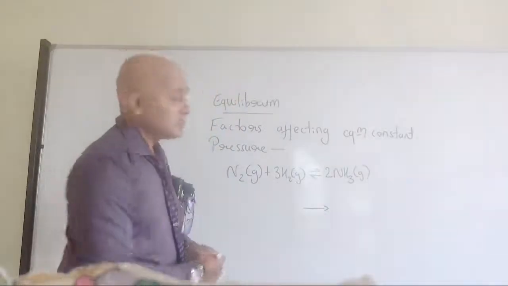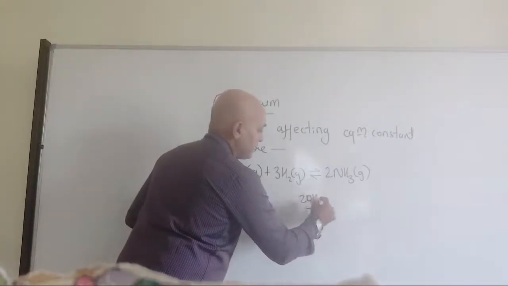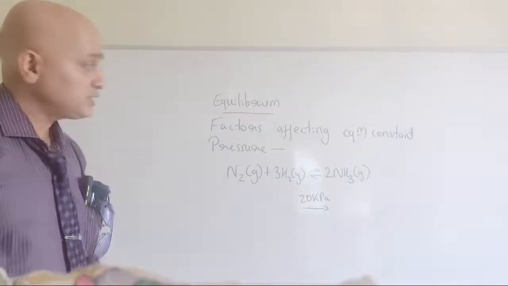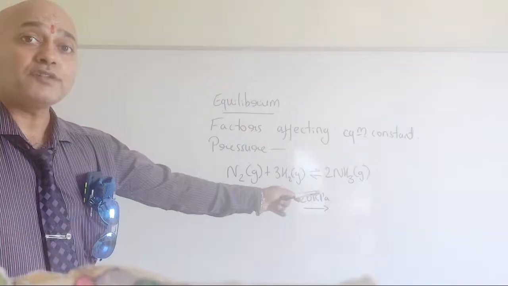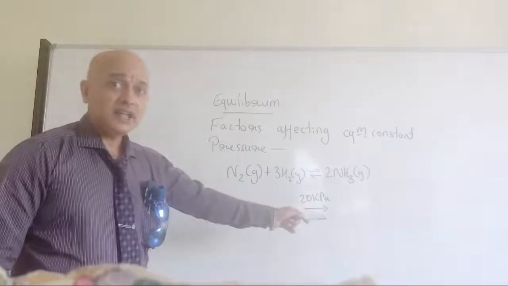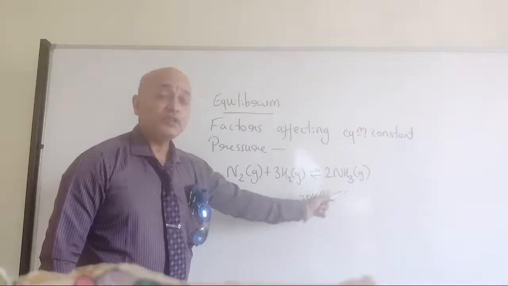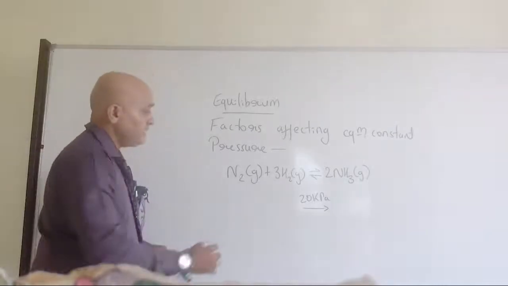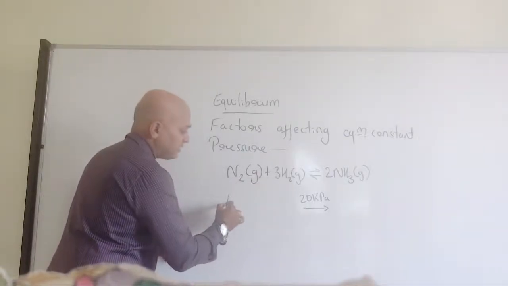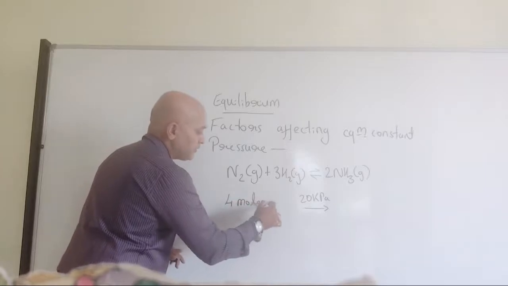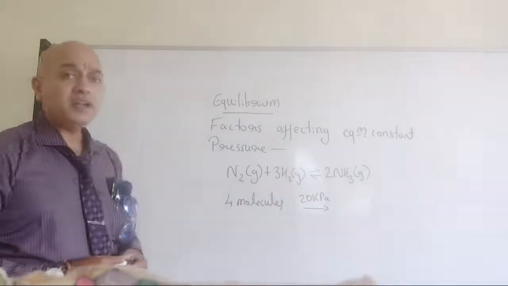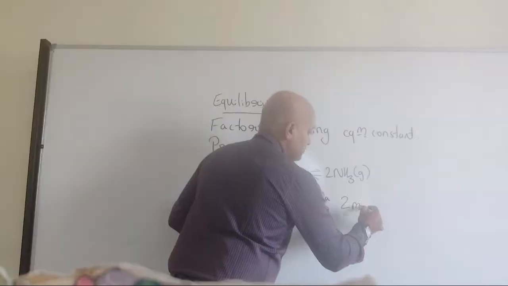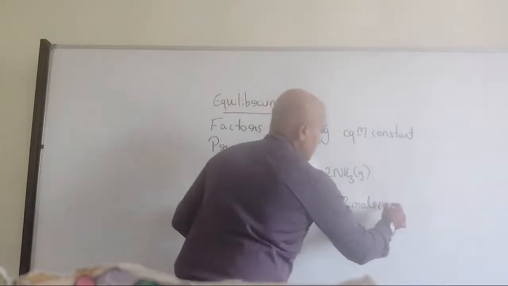If I supply 20 kilopascal of energy, a very high amount of energy, then the reaction will move vigorously in the forward direction. Okay? So the concentration of product is going to increase drastically. The reason is very simple. If you observe the reactant side, we have 4 gaseous molecules. But on the right hand side, we have 2 gaseous molecules.